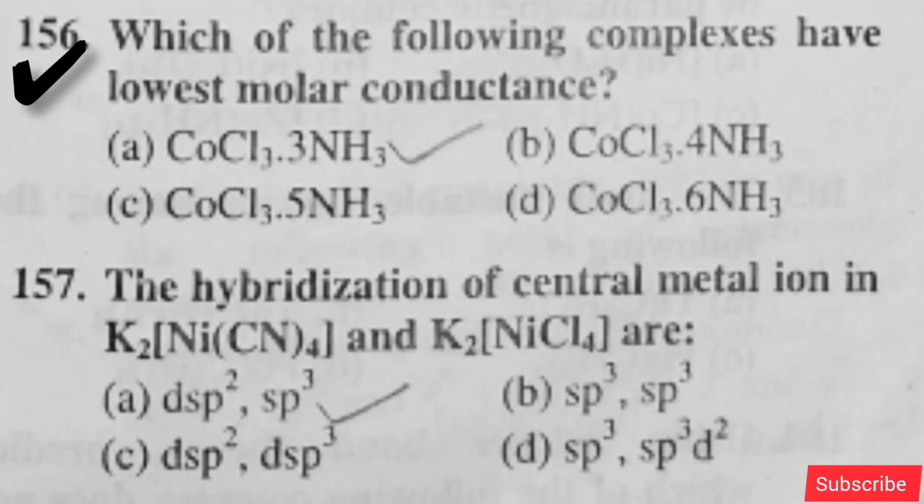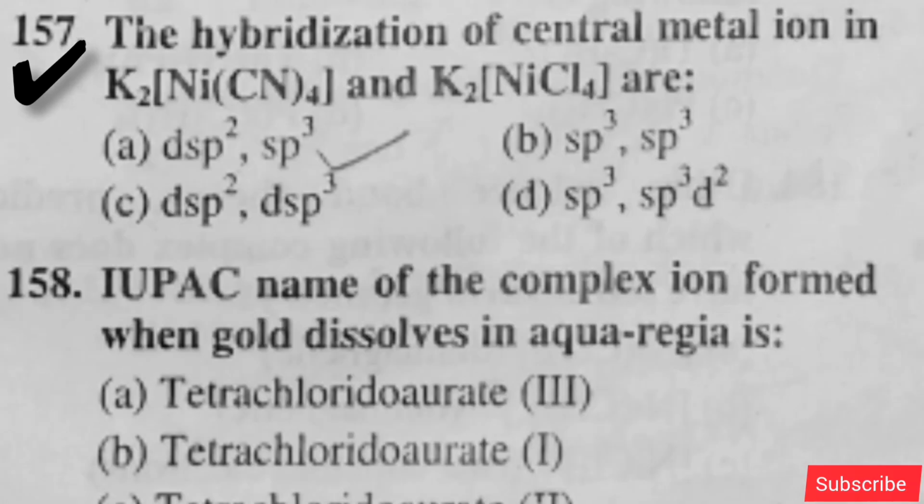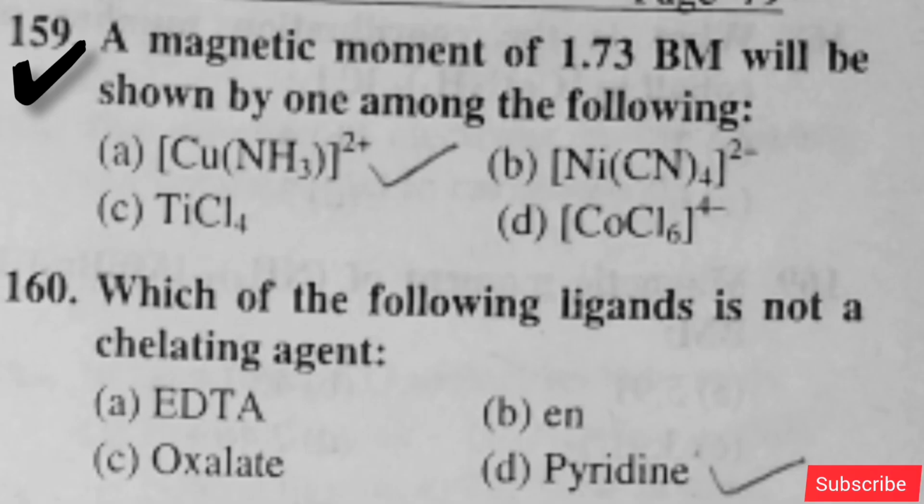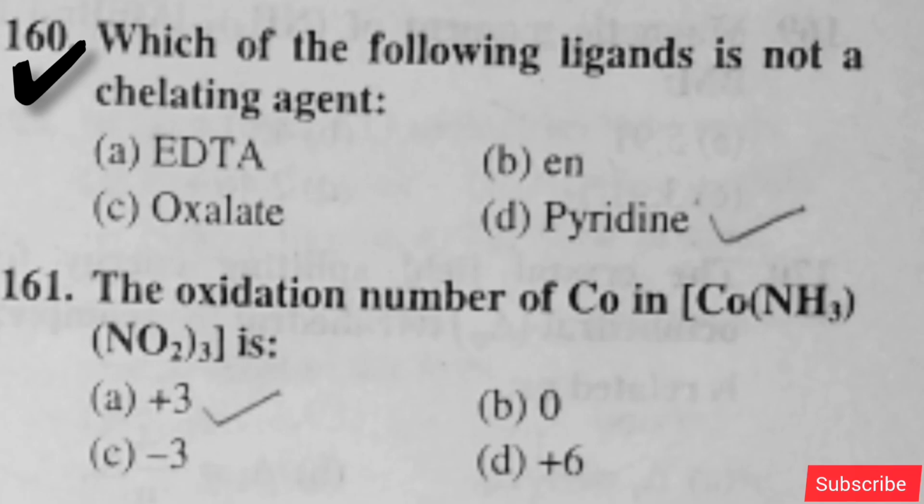Which of the following complexes have lowest molecular conductance? Option A is right. The hybridization of central metal ion in this and this are option A is right. IUPAC name of the complex ion formed when gold dissolves in aqua regia is option D is right. A magnetic moment of 1.73 BM will be shown by one among the following. Option A is right. Which of the following ligands is not a chelating agent?